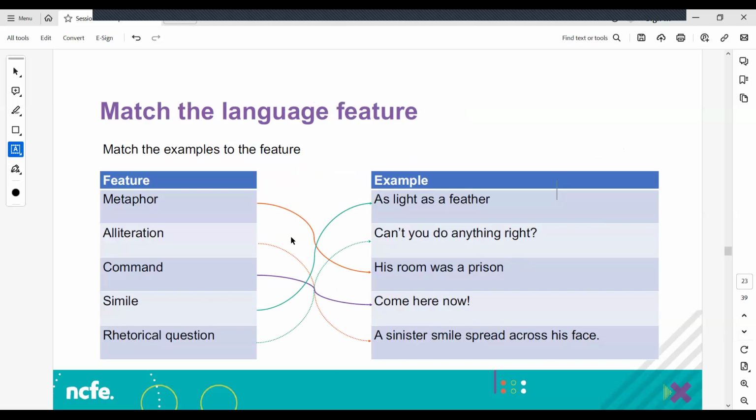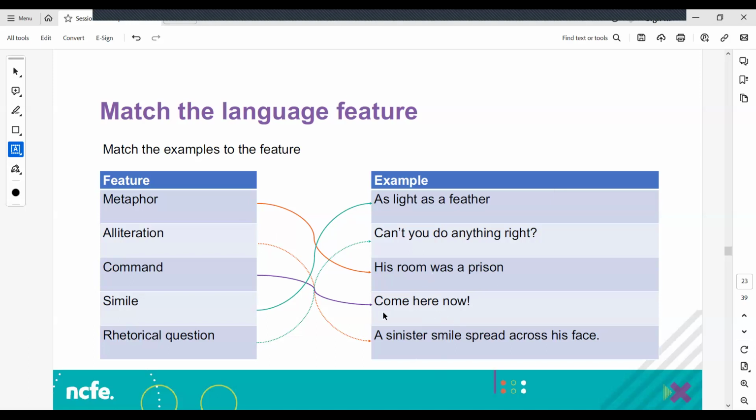So these are already here, but we can have a look at them anyway. As light as a feather, one of you gave that as an example, so that's excellent. So a simile. Can't you do anything right? Question mark. So we know that's a rhetorical question. We don't need an answer, of course. His room was a prison. So it's a metaphor. Because it's a metaphor, it's not somebody who's actually in prison, but somebody who needs to stay in their room for some reason.